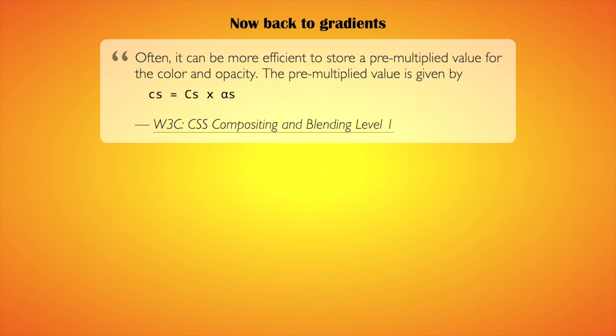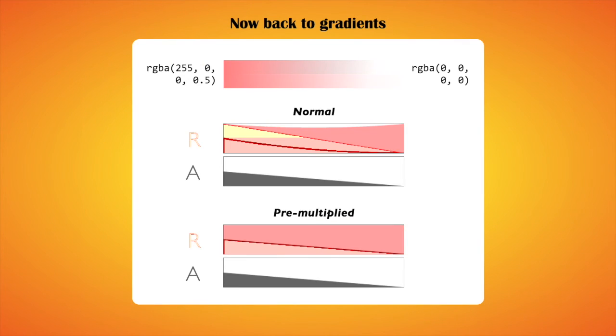Now, the spec does say at some point it could be more efficient to store a pre-multiplied value. Again, what does that actually mean? Tell you what, this actually works for me. So we've got red 255, so we've got full red, but half transparent, and we go down to full transparent. Now, there's actually a slightly darker version on the top and a more red version here.